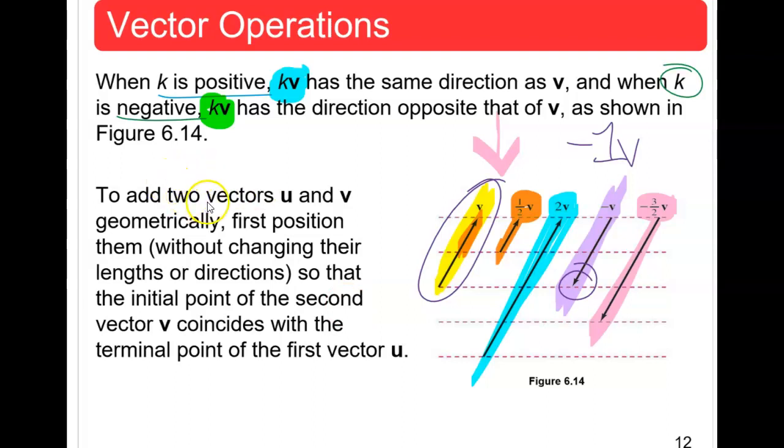To add two vectors, let's call them u and v, geometrically, first position them without changing their lengths or directions, so that the initial point of the second vector coincides with the terminal point of the first vector. Here the first vector will be u, if we were trying to find u plus v.